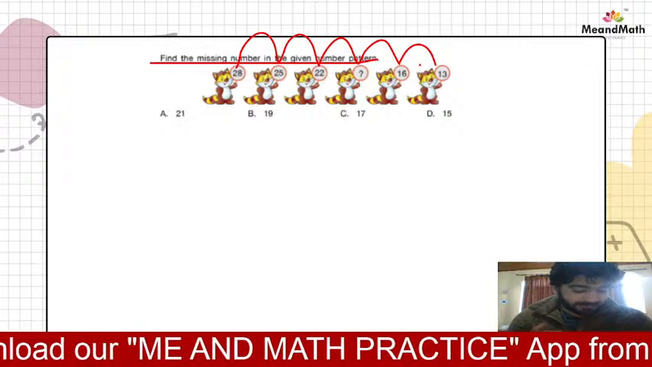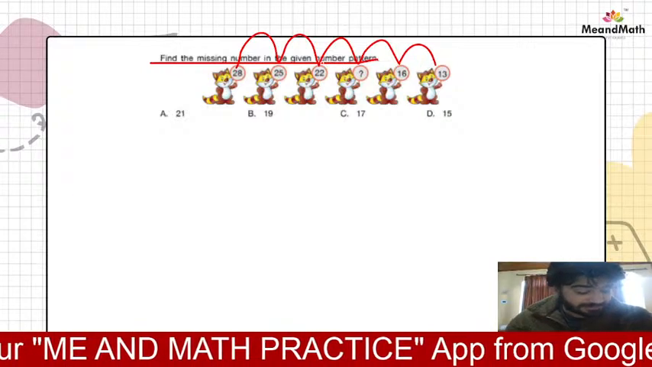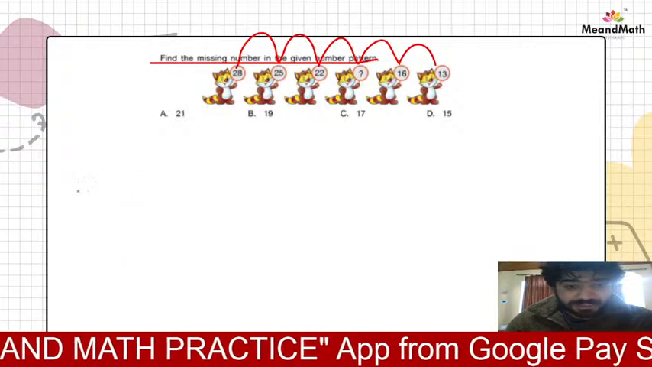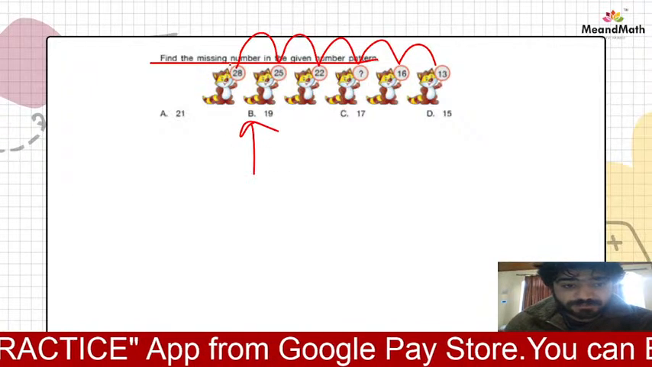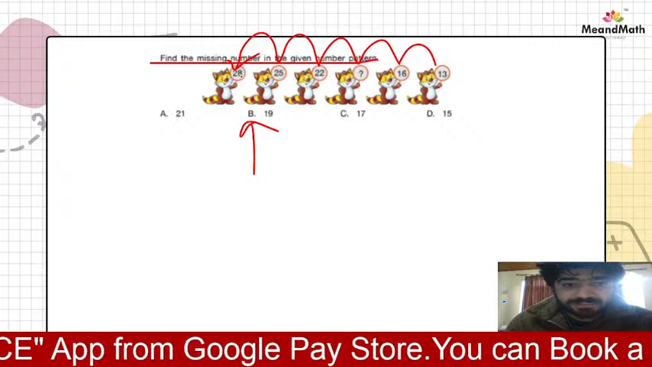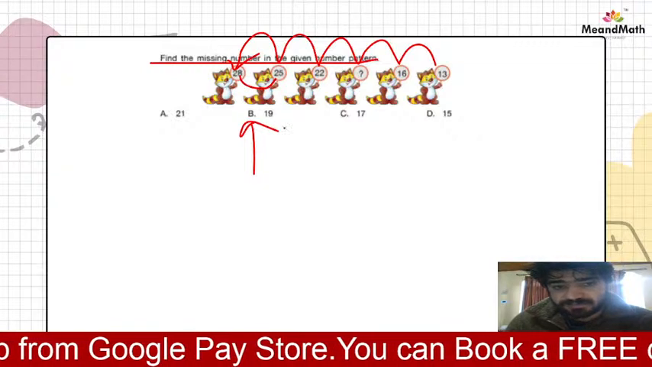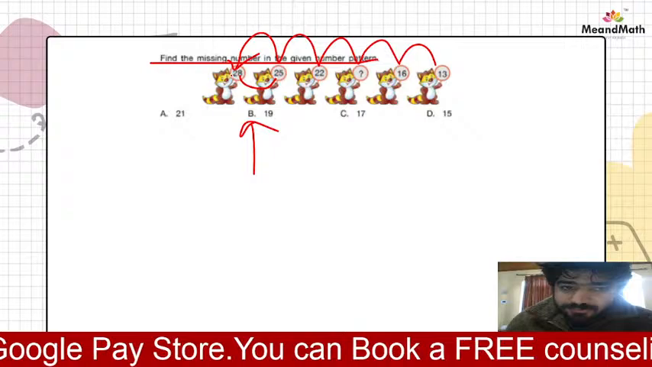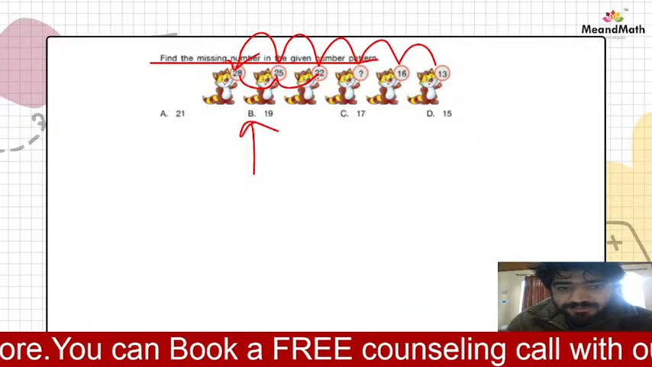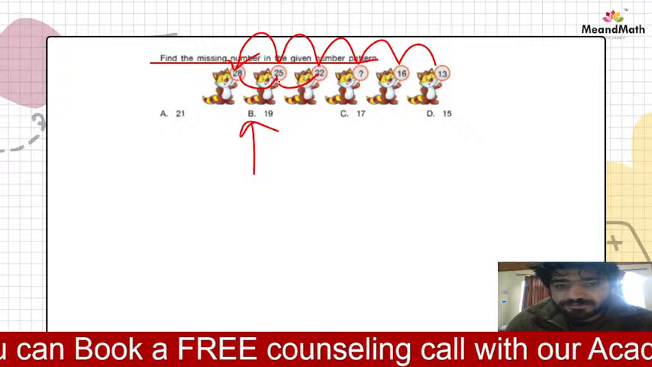Okay, so indeed, I waited for answers, and Krish has given answer option B, 19, and indeed that is the correct answer. See, the first one was 28, the second one is 25, so it is going backward. So it is 28 minus 25. What is the difference of numbers? 3. Then 25 minus 22. What is the difference of numbers?